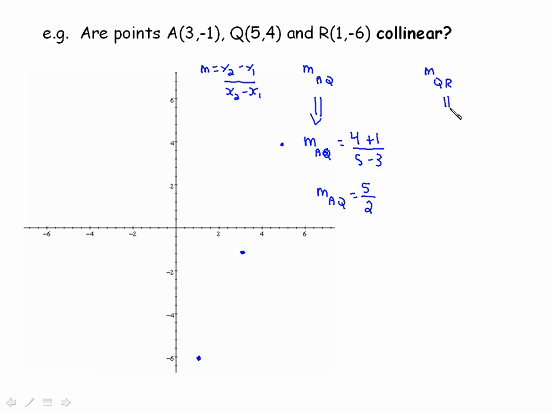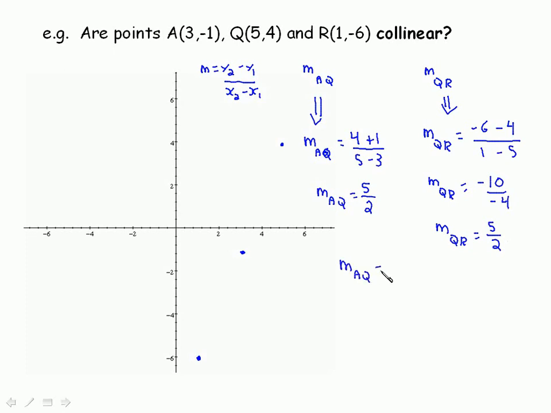And now we do the same thing with QR. y2 minus y1 is negative 6 minus 4, all over top of subtracting the two x coordinates, 1 minus 5. So MQR is equal to negative 10 over negative 4. And when we simplify that fraction, we get MQR is equal to 5 over 2 by dividing by negative 2.